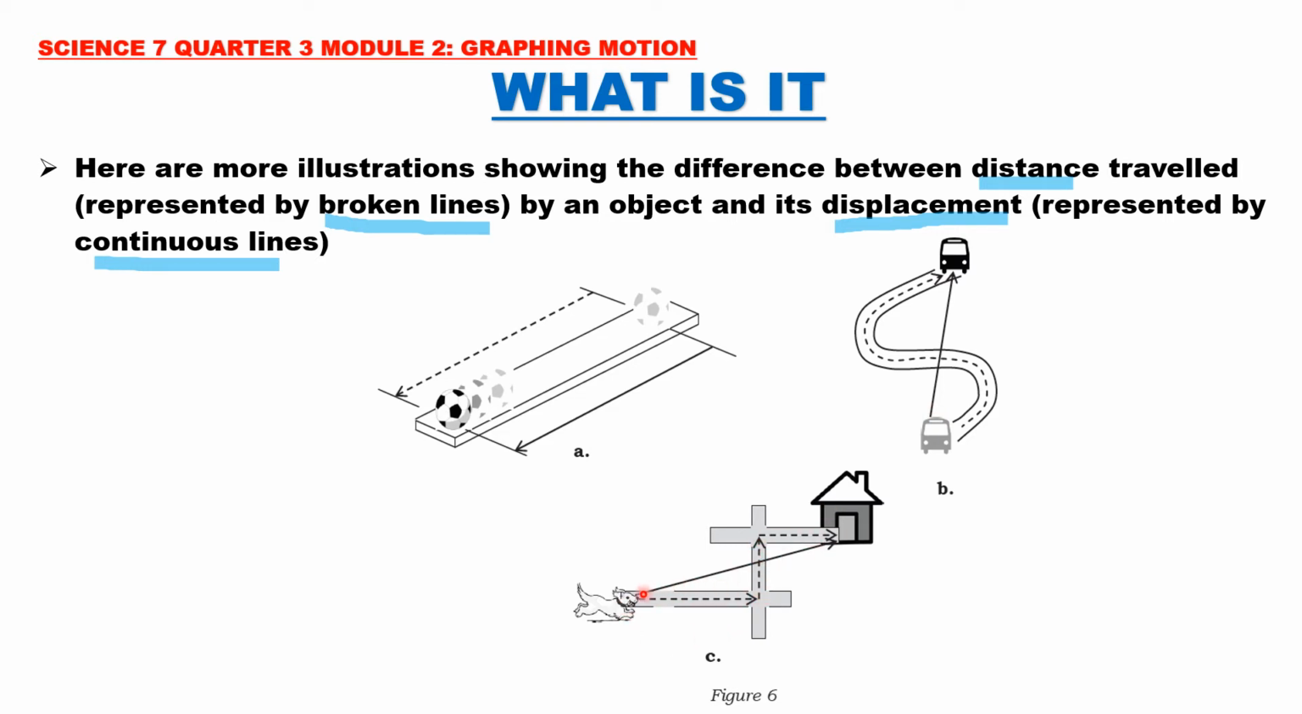So, bakit? Kasi yung object natin ay paliko-liko. Hindi siya nag-move ng straight. Pero sa letter A, kung mapapansin nyo, ang ating distance at ang ating displacement ay equal lang, pareho. So, bakit? Kasi yung object natin, yung bola, nag-move in a straight line.